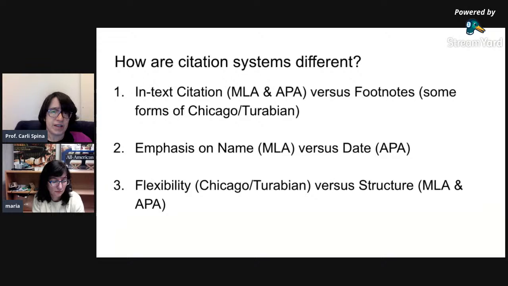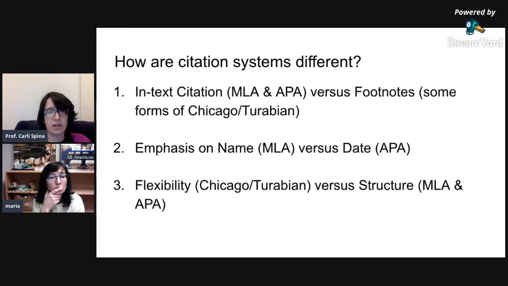The first difference is in-text citation, which is more common in MLA and APA, versus footnotes, which is used in some forms of Chicago and Turabian. There are a lot of different reasons why you might pick one versus the other. For example, in-text citations often work best when there aren't quite as many citations. And they often also work best when, as we'll talk about in the next point, you want to put more of an emphasis on the name of the author and the date.